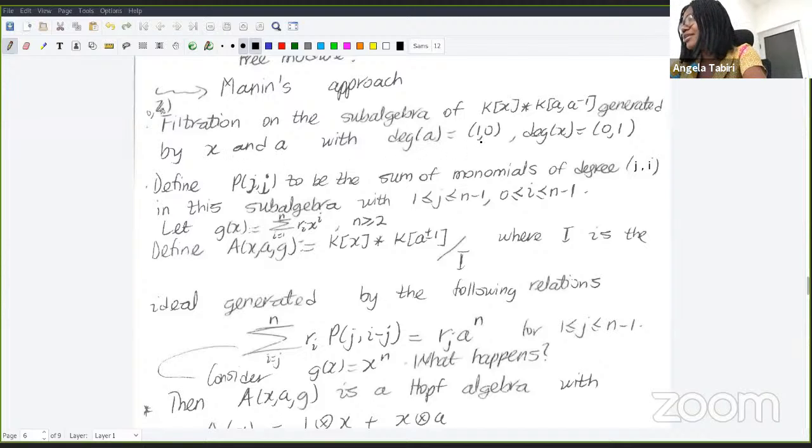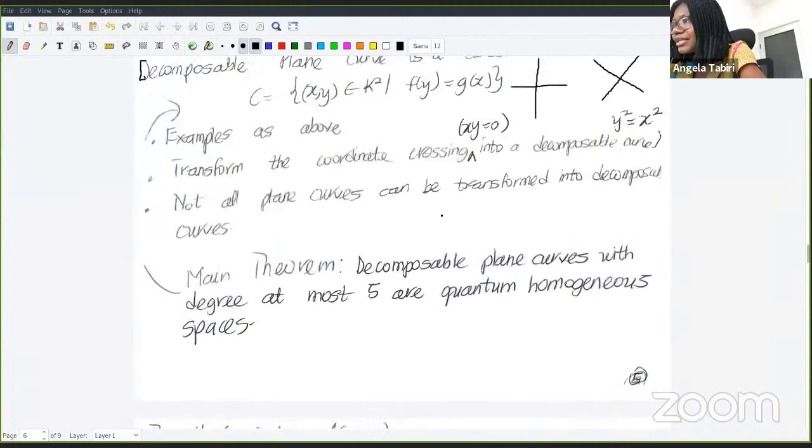We give A degree (1, 0) and we give X degree (0, 1). And you define some P_ji to be the sum of all monomials of degree (j, i) in this subalgebra, where j is running from 1 to n minus 1 and i is running from 0 to n minus 1. I forgot to add, my n here is the degree of your polynomial G. So G is a polynomial in X of degree n, and we want the degree to be at least 2.